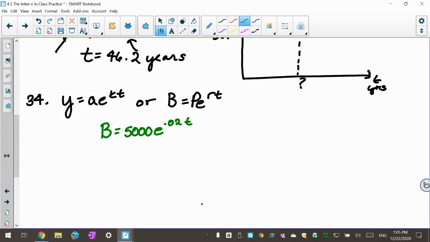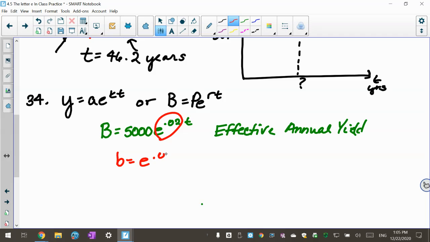They want to know what your actual effective annual yield is. So remember again, you're converting to base b. You're just going to put this in your calculator, because b is going to equal e to the 0.02. When I do, I get 1.0202. Move your decimal place, get rid of the 1. It's 2.02% is your annual yield.